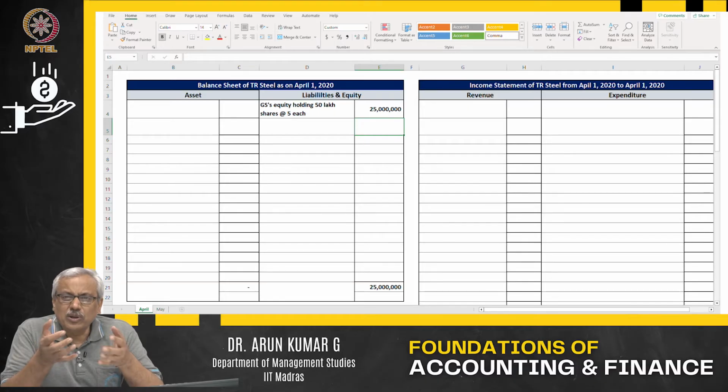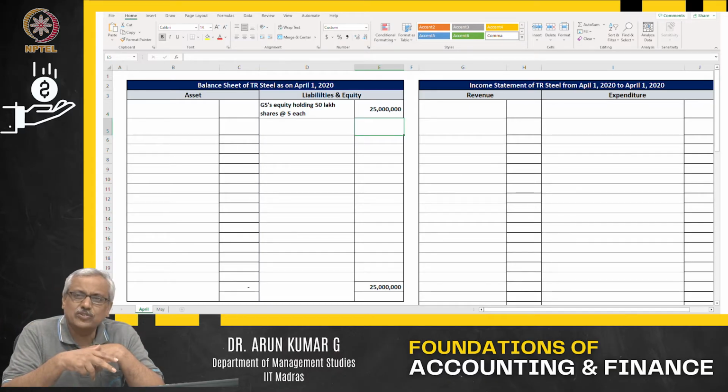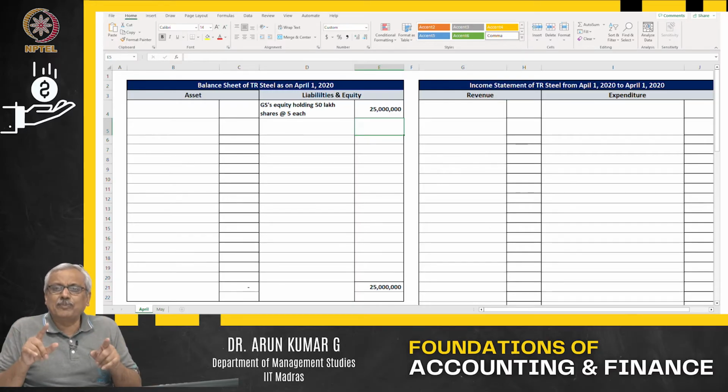Now these 2.5 crores have come in the form of a check. The money is received where? That is what I said. They opened a bank account to receive the capital. So the bank account is opened. Once the money, that 2.5 crores, has come into the account. Account of what? Account of TR Steel.